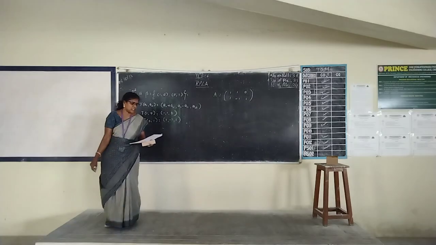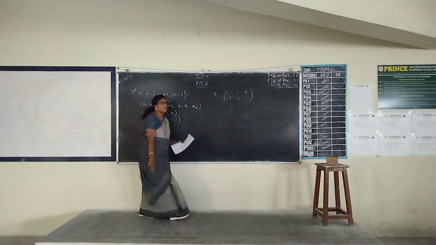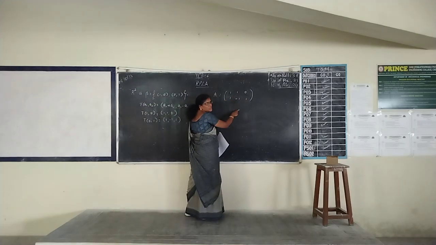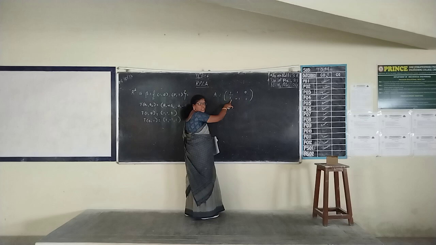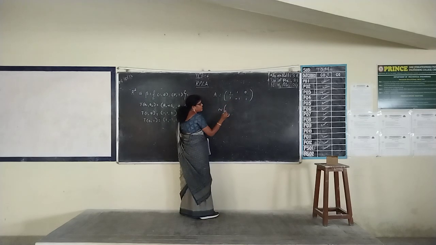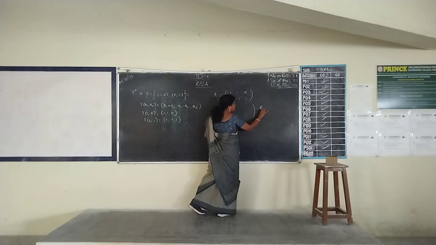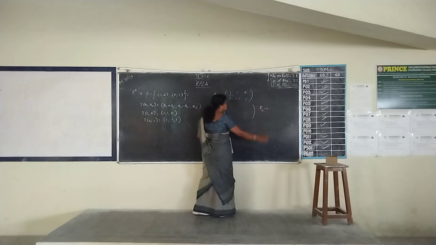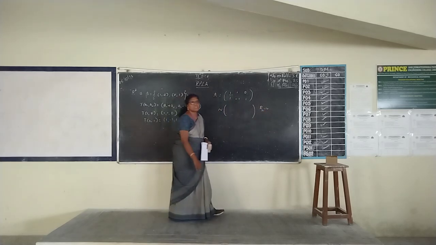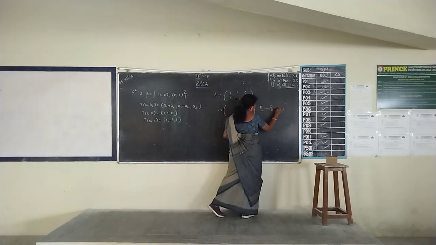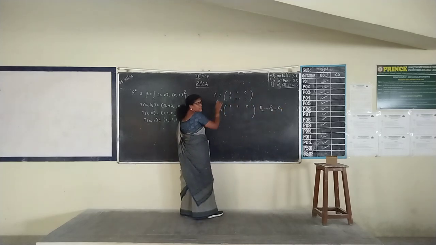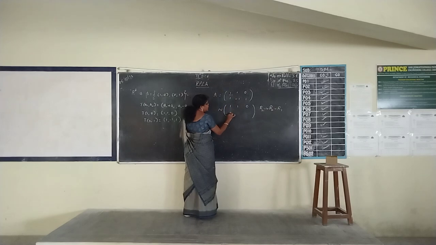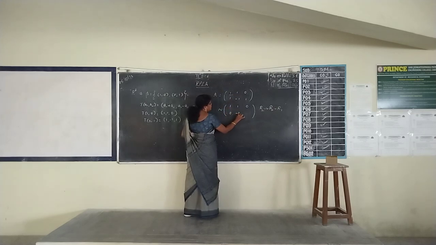Okay, how can you transform this one? There are only 2 rows and 3 columns. What is the transformation you can do? With the help of the first element of the first row, make the remaining first element 0. So what is the transformation? R1 will remain the same. R2 is transformed as R2 minus R1. So R1 remains the same. 1 minus 1 is 0, minus 1 minus 1 is minus 2, 1 minus 0 is 1.